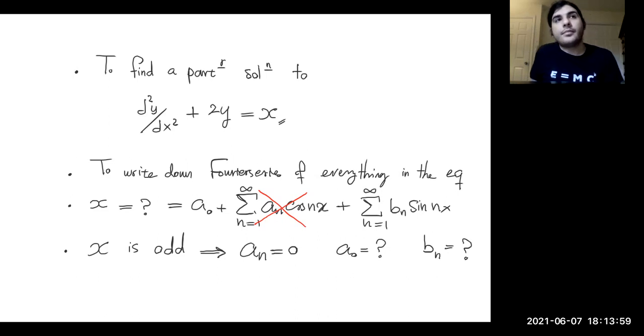Great. Actually, we can compute a naught, or we can just guess what a naught can be. In order to compute a naught, there are two ways we can do that. One idea is to just write down what a naught would be, so write down the formula for that.